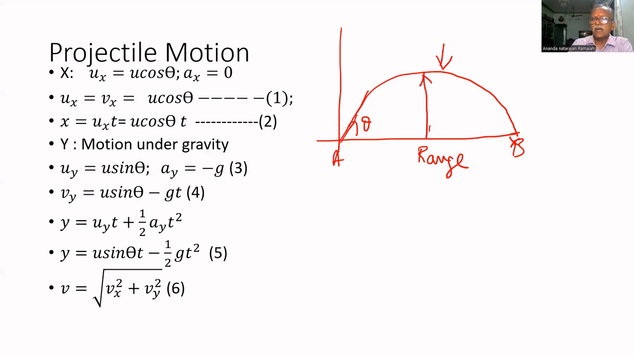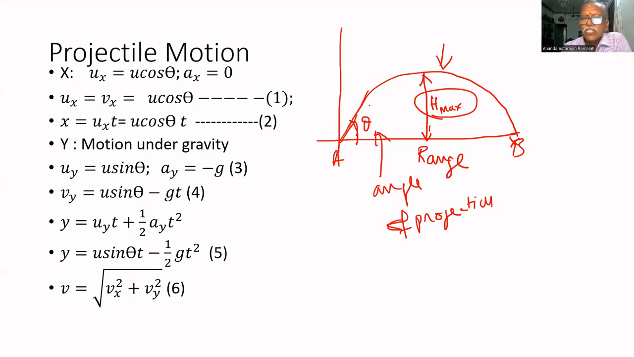This highest height it reaches is equal to H, capital H, or H max we can say. This is range, this is height, highest, capital H. This is an angle of projection. This theta is called angle of projection.